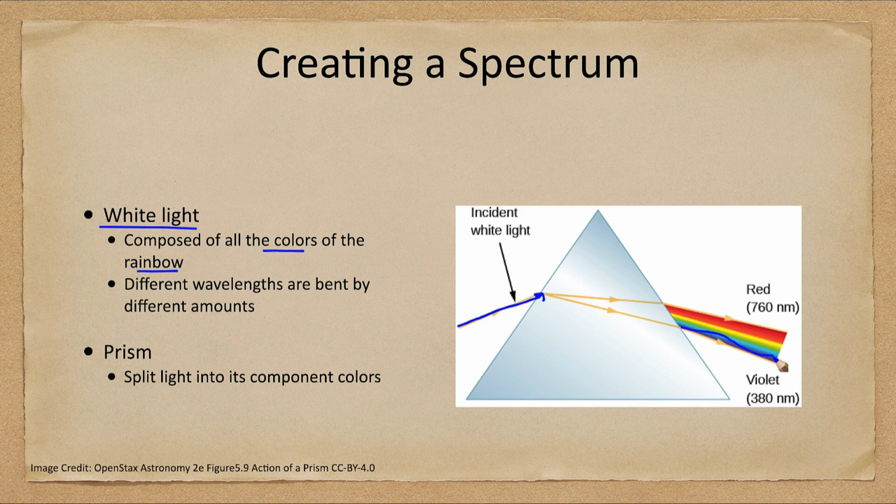So when the light comes out, then we have red on one side, violet on the other, and we will have a spectrum. So the prism is one way of putting light into its component colors. There are others that are used as well. Now, why is this useful? What is useful about it?